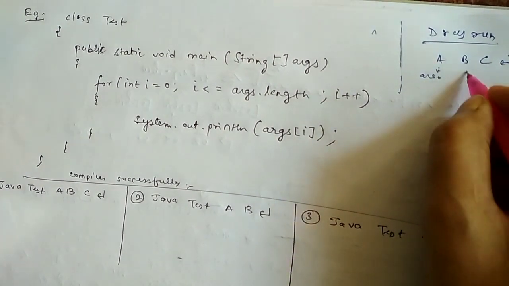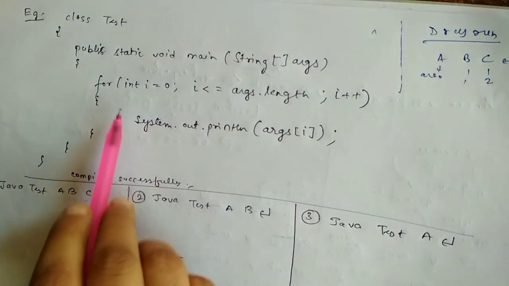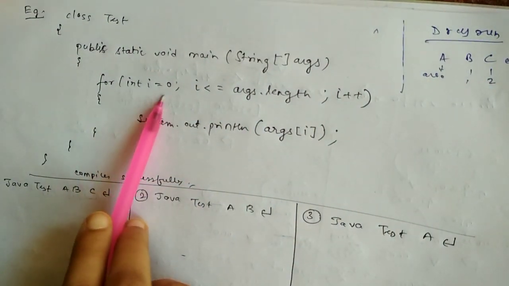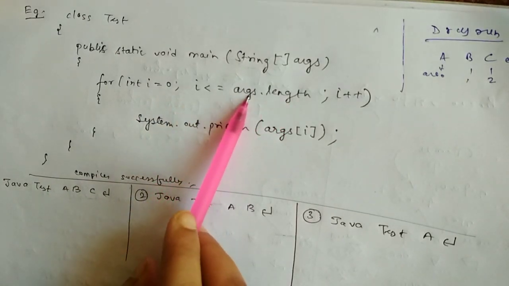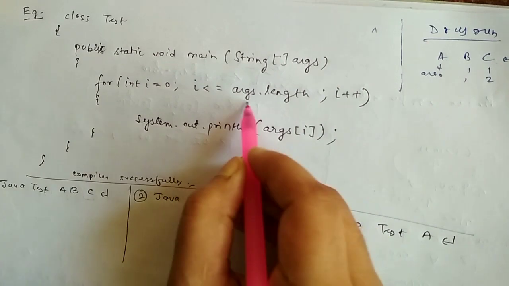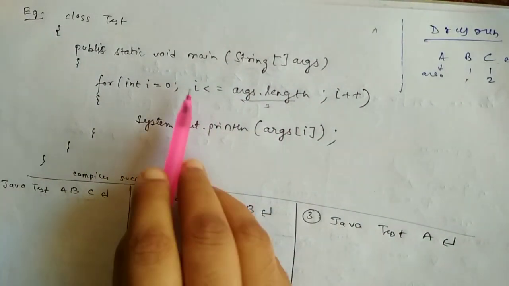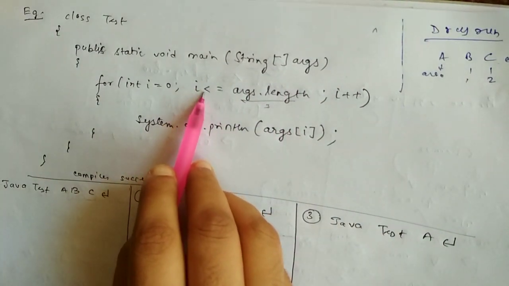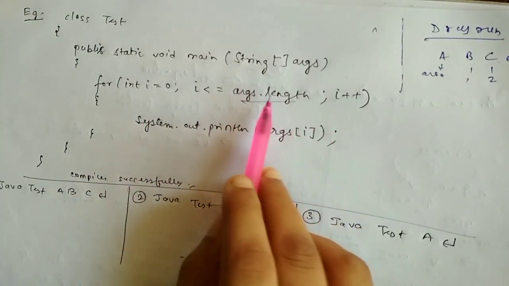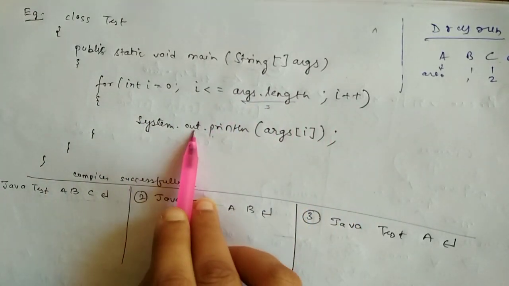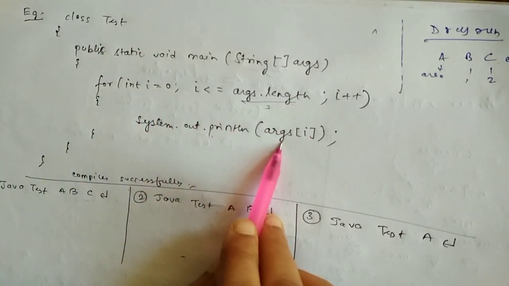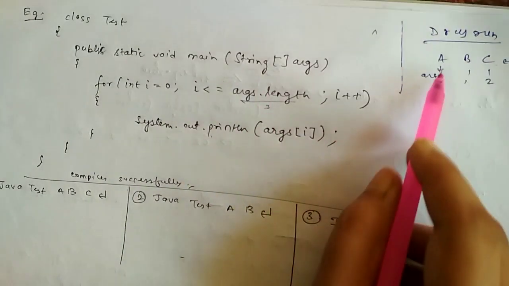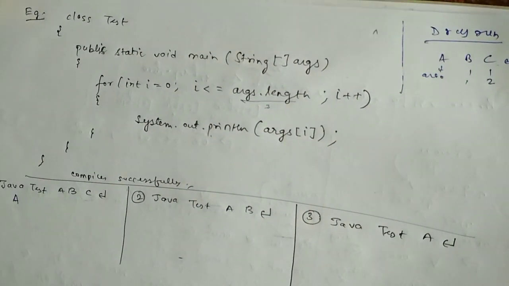So this is args 0, 1, 2, and now it's int i is equal to 0, i less than equal to args dot length. So what is the value of args dot length? Here args dot length is equal to 3. So is the condition true? i less than equal to 3? Yeah, it's true. And then we will enter here and it will print System dot out dot println args of i, that is args of 0. What is args of 0? That is A. So the output will be A.